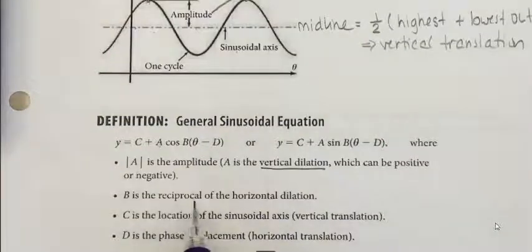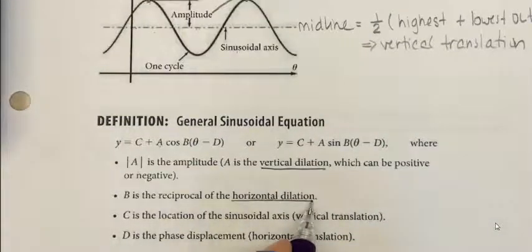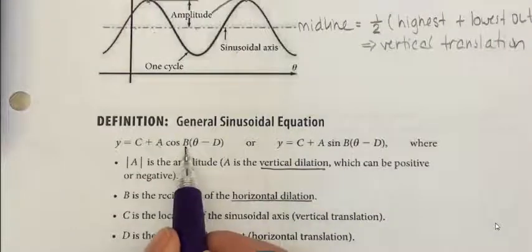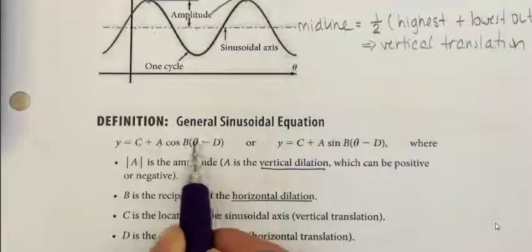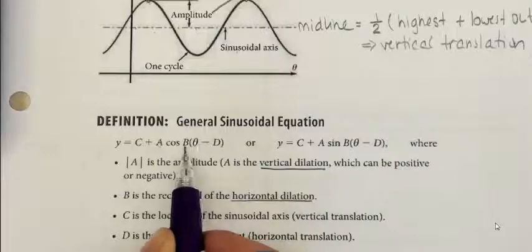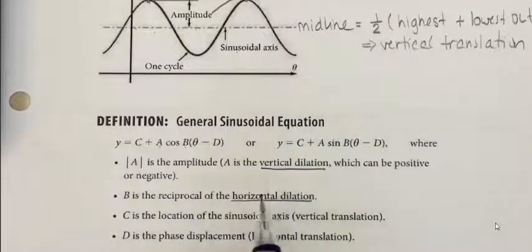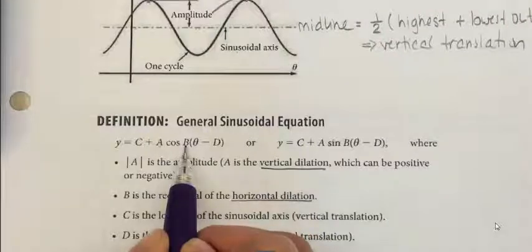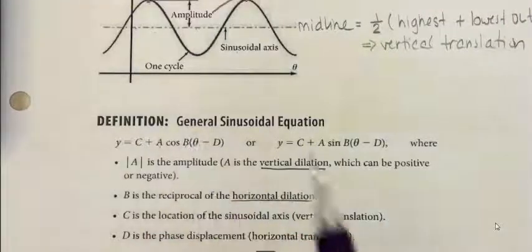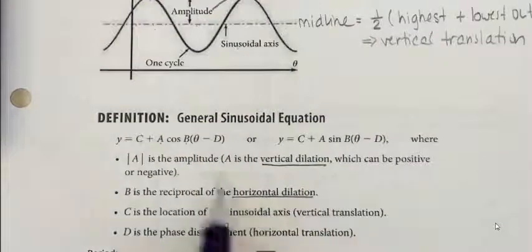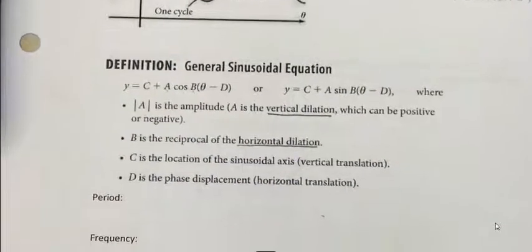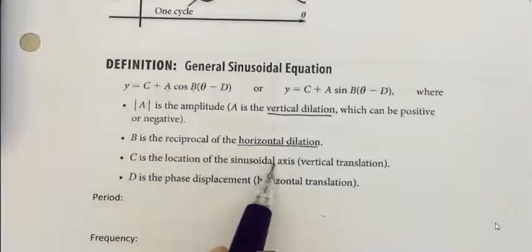Okay, B is the reciprocal of the horizontal dilation. Nothing new here either, right? B is happening to the input, to theta. So it's an inside transformation, and it is a horizontal dilation. For example, in the past when we've said this graph has horizontally dilated by a factor of 2, really we multiplied the inside by the reciprocal of 2, so 1/2. So B is the reciprocal of the horizontal dilation, and I'll show you how to find that in a second. C is the location of the sinusoidal axis.